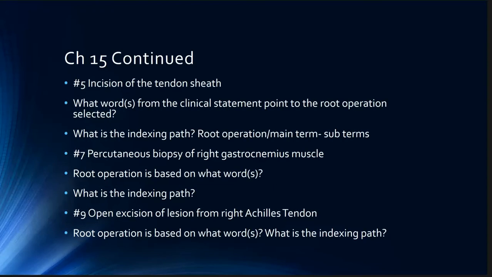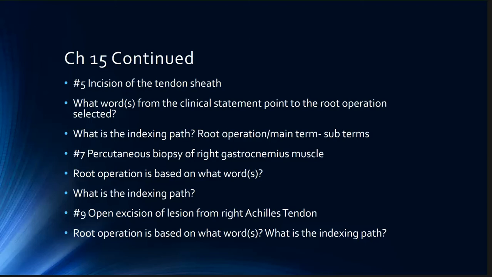Same for number 5. You have the clinical information given to you in the textbook of an incision of the tendon sheath of the constricted extensor digitorum brevis in the right foot, percutaneous approach. Number 7, in your textbook, you have percutaneous biopsy of a right gastrocnemius muscle. And for number 9, you have an open excision of a lesion from the right Achilles tendon. So what are the clinical words that you're picking out to get you to a root operation, and then your indexing pathway?